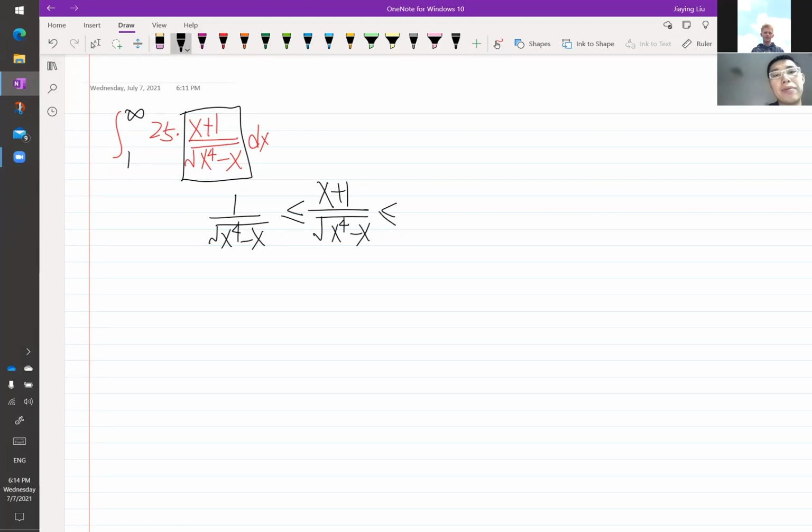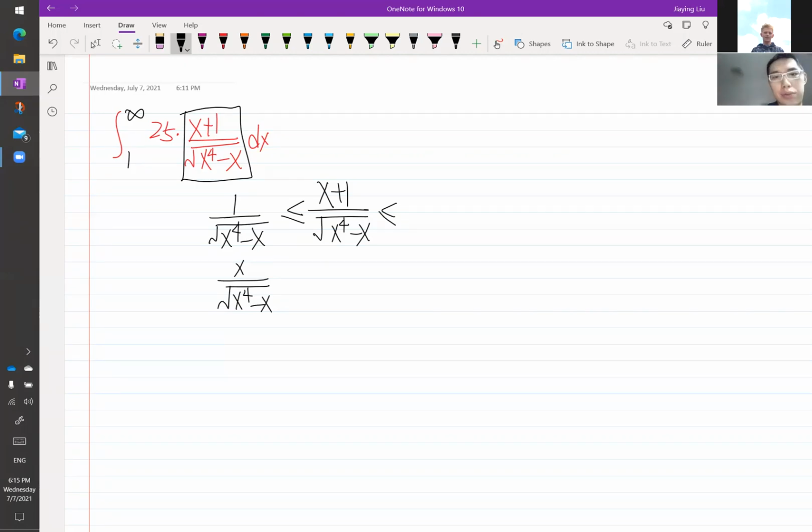Because you still have x to the fourth minus x in the square root, which is not very easy to integrate. You can also write down x over square root of x to the fourth minus x. That's also going to be less than the function that's given. So that's also not going to be helpful. So let's look at the other end, see if we can come up with some easier functions.